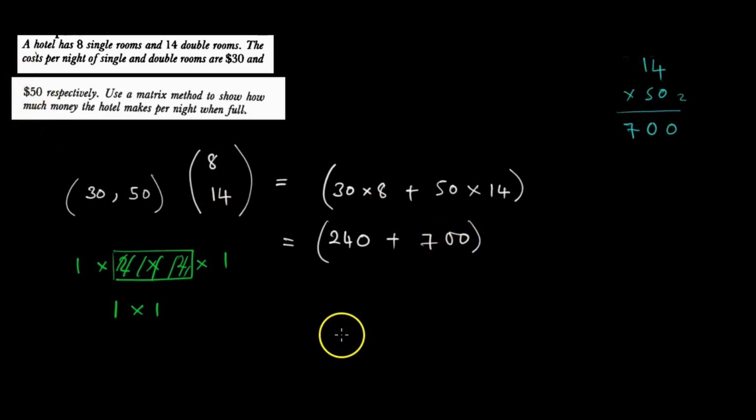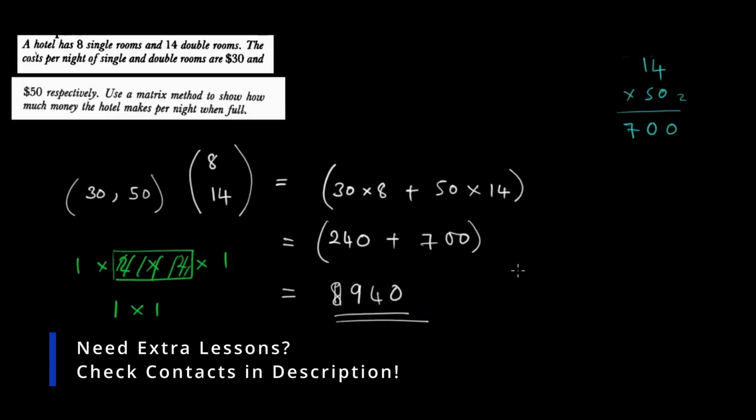240 plus 700, which is equal to $940, of course. That will be our answer. Saka, this is basically what we wanted to learn.